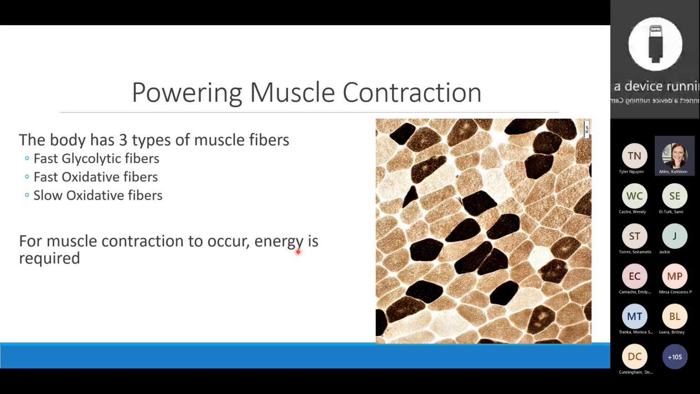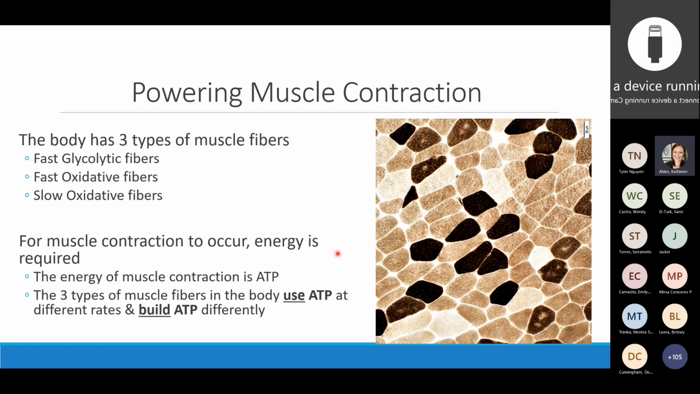So the name of these types of muscle fibers tells me two things about the energy. The first thing that it's going to tell me about is how I use my ATP, so the way that I chop it up, and also how I build my ATP. Where did it come from?